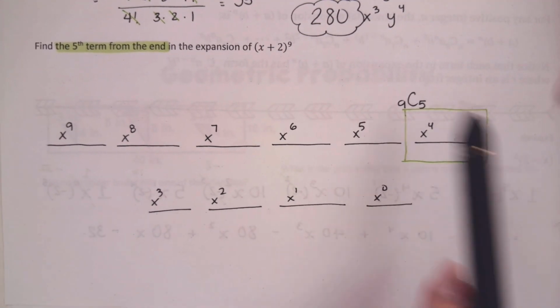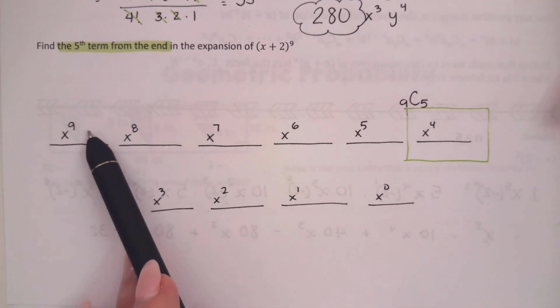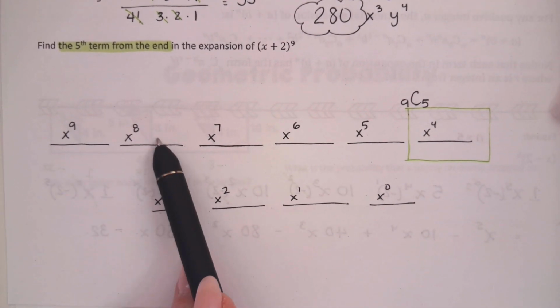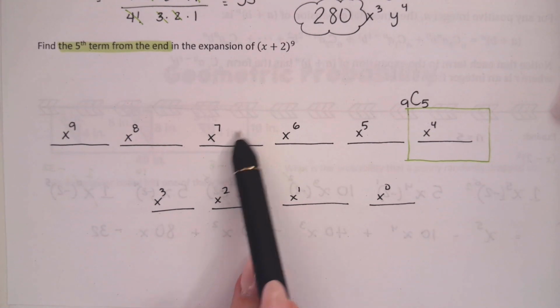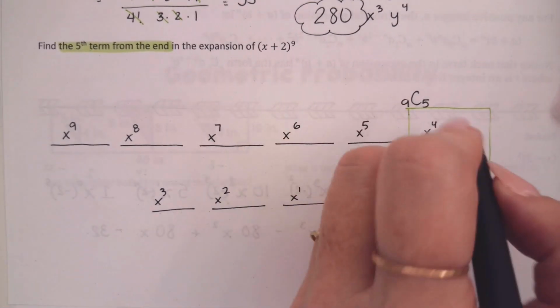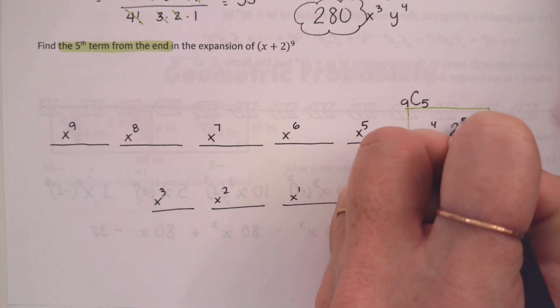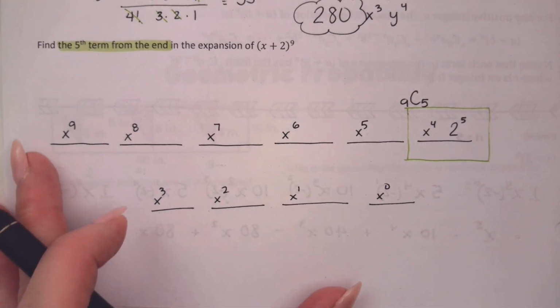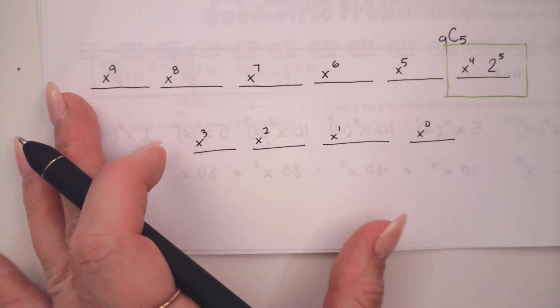Okay, then we also need to do our 2. The 2 is going to start with which exponent here? 2 to the 0, 2 to the first, 2 to the second, 2 to the third, 2 to the fourth, and 2 to the 5th. It's not negative, so I'm not worried about those parentheses. So what's the first thing I need to do then? Figure out what 9 choose 5 is.